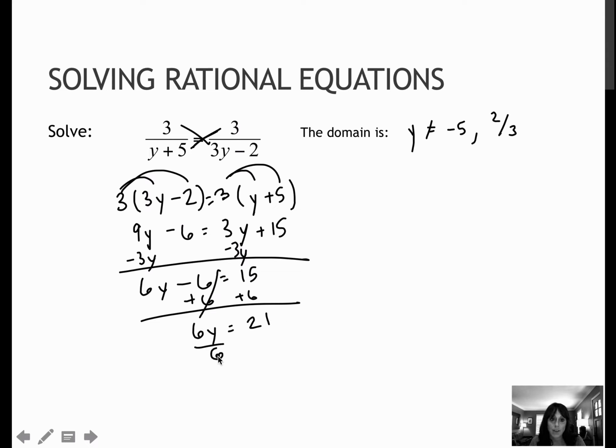And then I would divide by 6. And 21 over 6 reduces. 3 would go into the top, and 3 would go into the bottom. And I would end up with 7/2. And then of course I would come back over here and check it to make sure that 7/2 wasn't one of my restrictions, and it's not. And so that is my final answer.